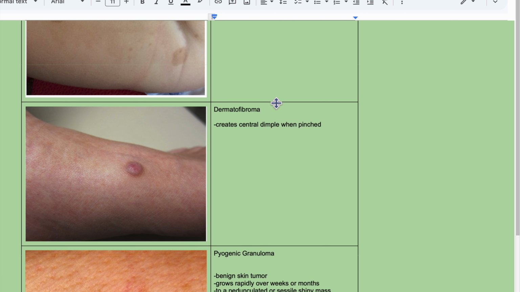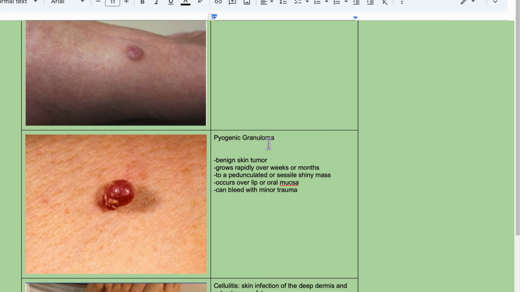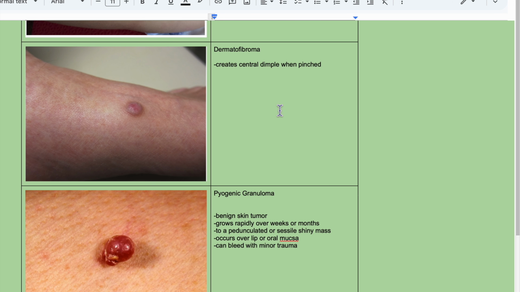And here you have dermatofibroma. Creates a central dimple when pinched. So here they'll give you in the history that when you pinch it, it has a little dent in it, right? So you pick this because of that. If it has a central dimple, it's dermatofibroma.